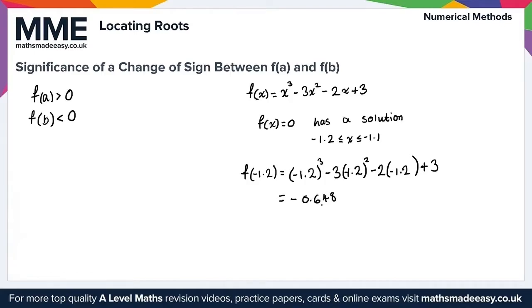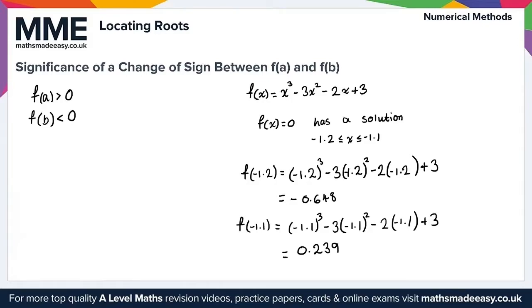Okay, now let's consider f of minus 1.1, and again we just simply substitute this into f of x. So therefore we get minus 1.1 cubed minus 3 lots of minus 1.1 squared minus 2 lots of minus 1.1, and finally don't forget our plus 3 again. Okay, and if we evaluate this, what we find here is this is equal to 0.239 there. Okay, and this is exactly what we wanted to show here.